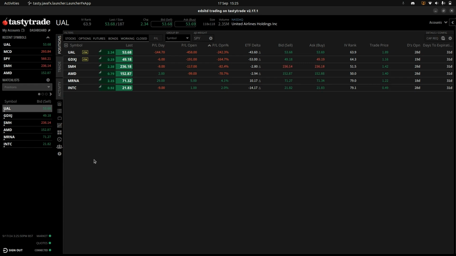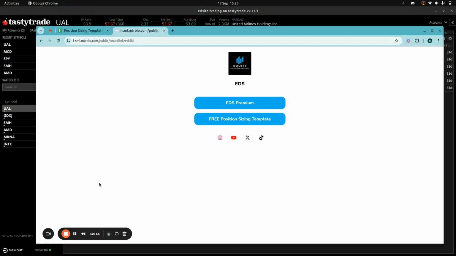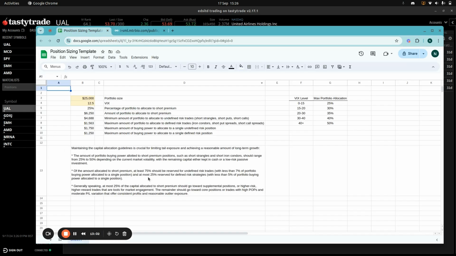So another thing that you want to keep in mind when it comes to positions is your position sizing, of course. So if you click the link in the description, you can click on this free position sizing template, and you can get this template completely free of charge. The way it works is you enter in your portfolio size. So let's say if it's $5,000, you then enter in the current VIX level. Let's say if it's at 16.3. Everything below will then be calculated for you automatically. All you need to do is use it as the backbone of your portfolio.